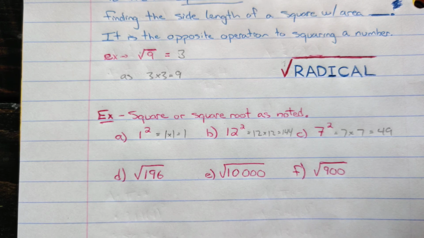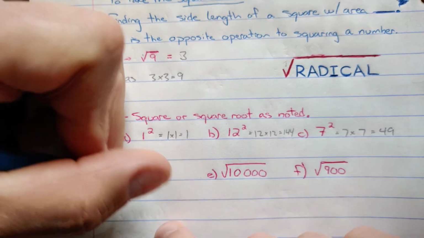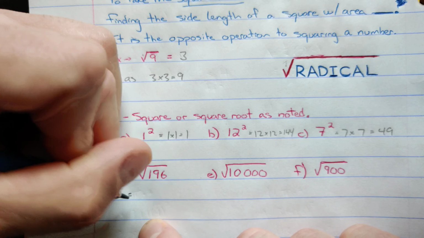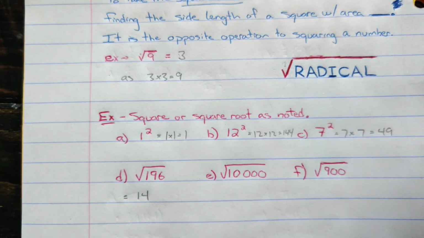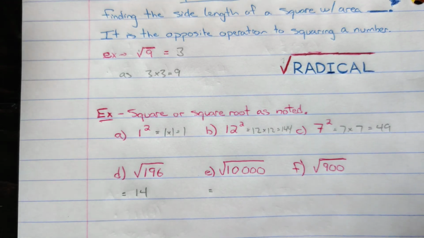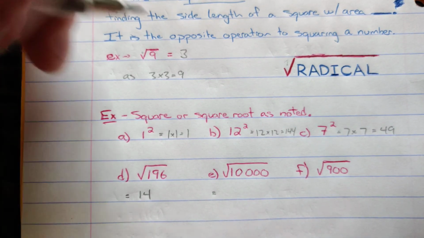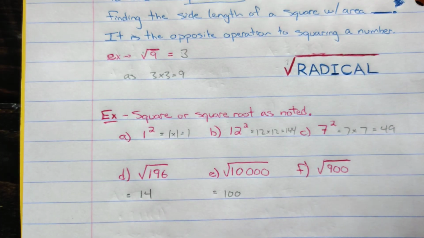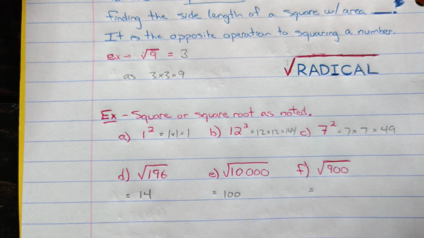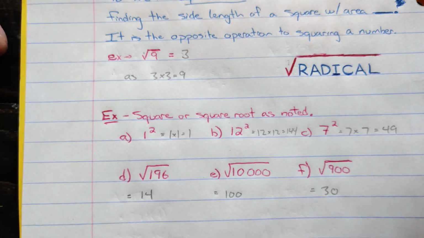All right, these other ones might be a little tougher. You can use your calculator. You press the square root button on your calculator and then type in the number. In most cases, I think most calculators do it that way. But the square root of 196, that is 14 times 14. Square root of 10,000, 100 times 100. 100 hundreds makes 10,000. And the square root of 900 is 30. So there's your squares and square roots, your areas and perimeters. And that's it.